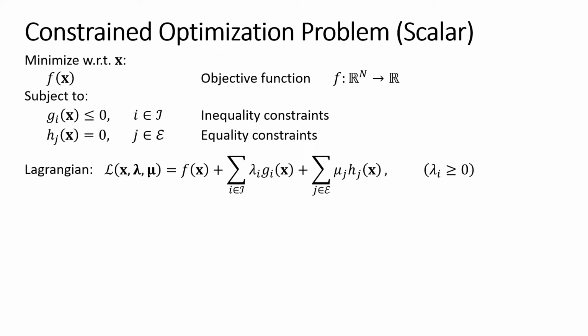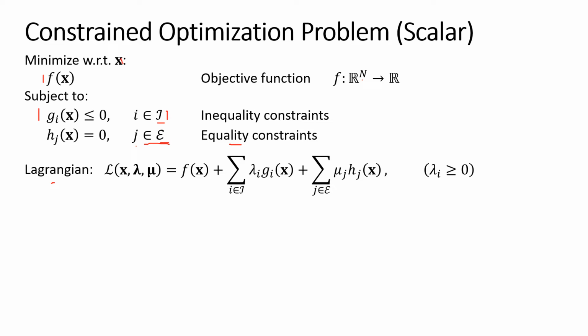Constraint optimization problem. So we minimize with respect to x, which is in n dimensions, the function f of x subject to the inequality constraints g_i of x is less than or equal to 0, i belongs to script I. This is the set of inequality constraints. And h_j of x is equal to 0, where j belongs to script E, that's the set of equality constraints.